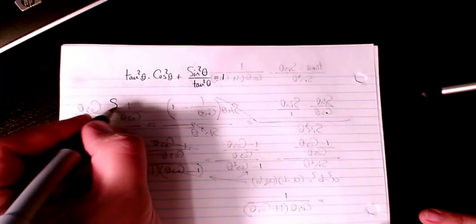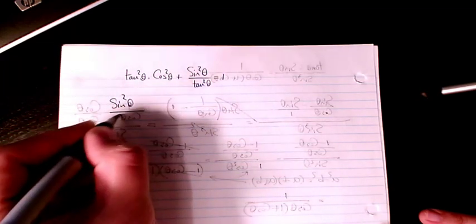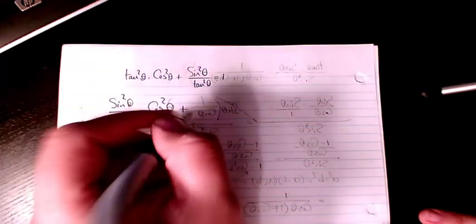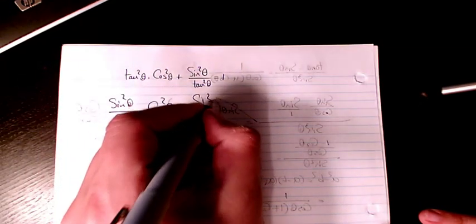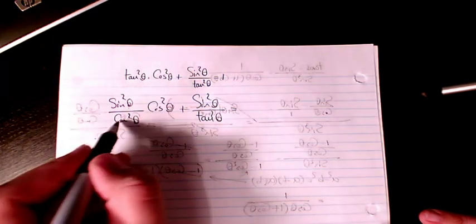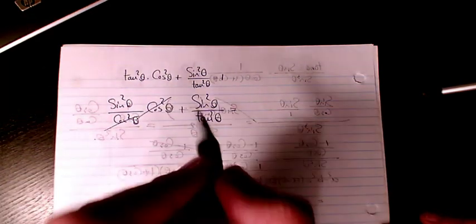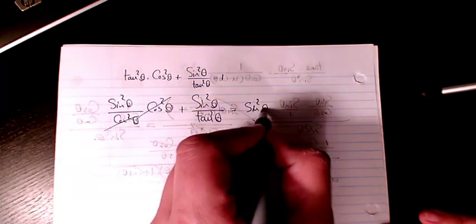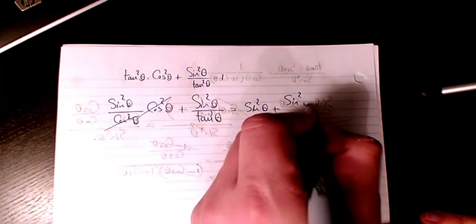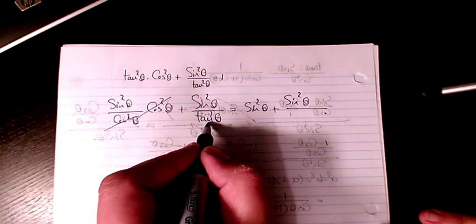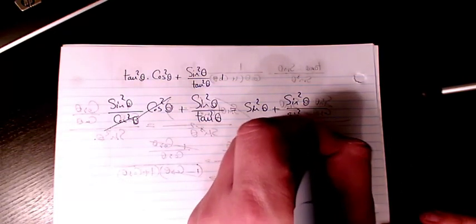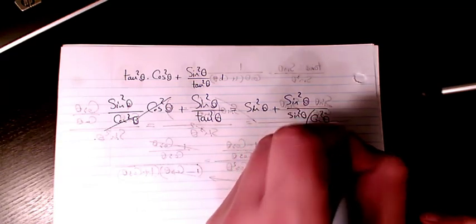So tan squared is sine squared theta divided by cosine squared theta, times cosine squared theta, plus sine squared theta divided by tan squared theta. Cosine and cosine cancel out and it will be sine squared theta plus sine squared theta, and here in the denominator I have tan squared theta, so it's going to be sine squared theta divided by cosine squared theta.